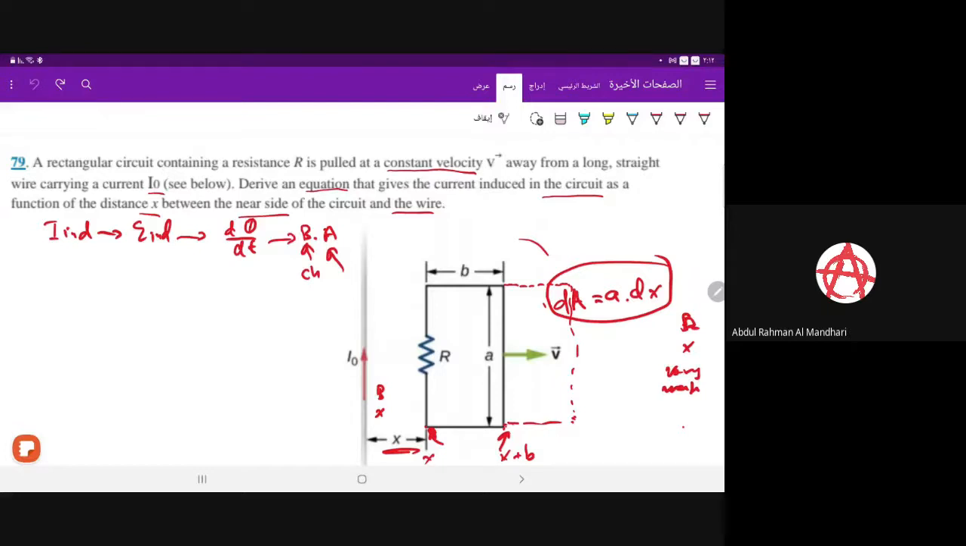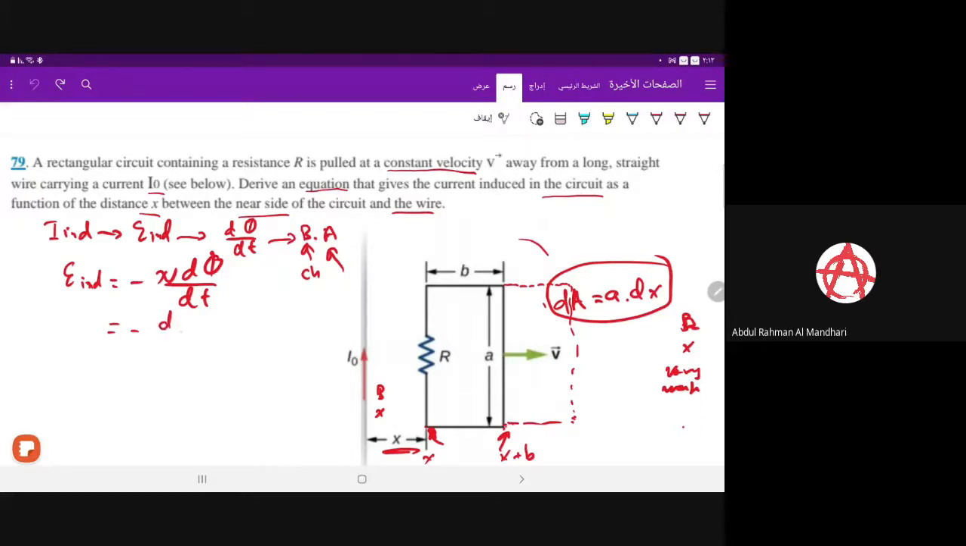Okay, so let's now do the mathematics after we understand it by physics, and that's the most important introduction. Now it's very easy. If you know the story, everything is easy. So epsilon induced equals minus N delta phi over delta t. N is given as 1, I think, or no? N is not mentioned, and we see that this is only one circuit, so there is no N here. So it will be 1.